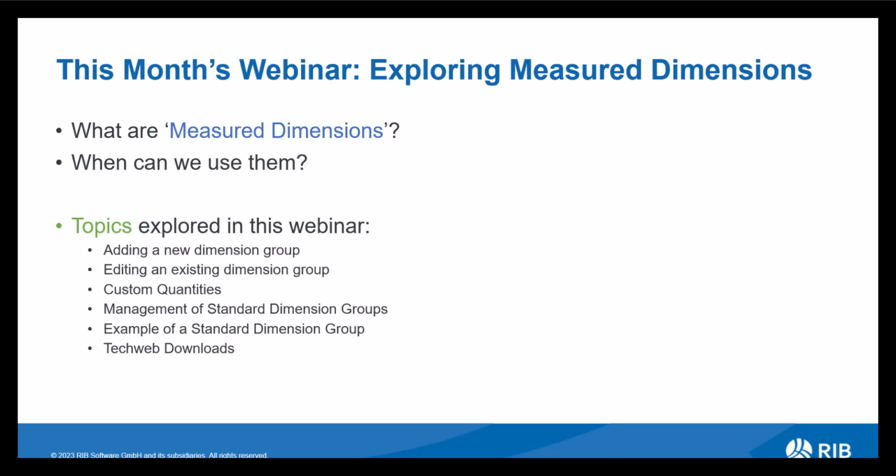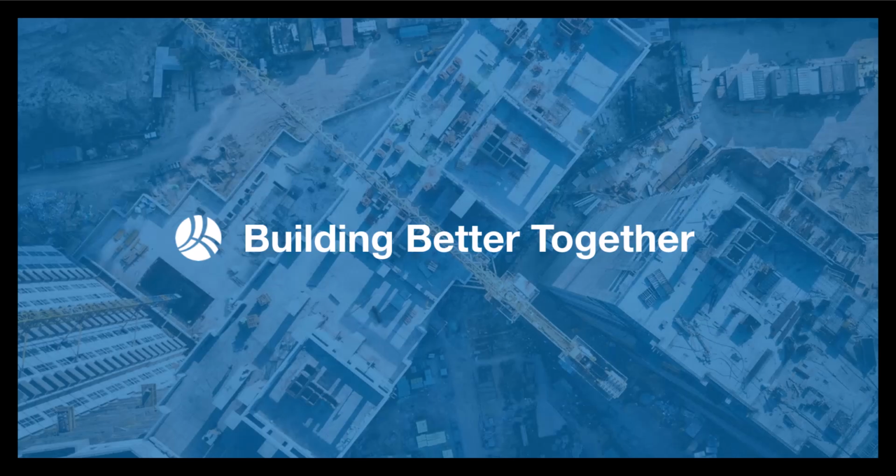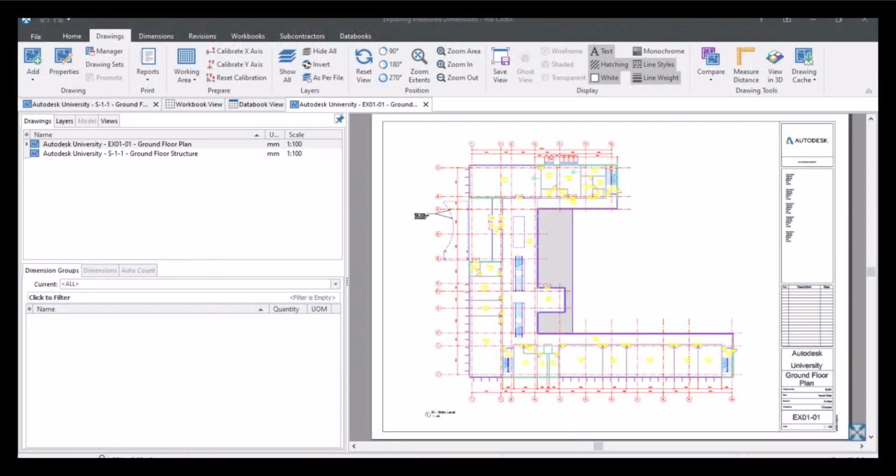Topics we'll be exploring in this webinar are adding a new dimension group, editing an existing dimension group, custom quantities, management of standard dimension groups, example of standard dimension group, and tech web downloads. So let's start exploring measured dimensions. So the first thing we're going to be looking at is how to add a dimension group.